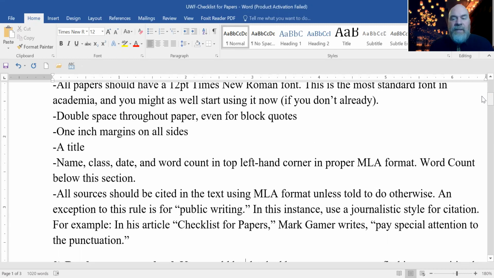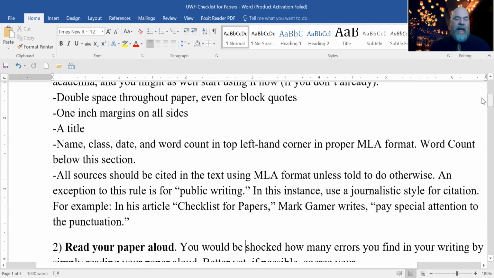So you want to try your best to have a really good, strong title for your paper, no matter what the paper is. Unless somebody tells you otherwise, my advice to you is to always try and get the best title possible. Name, class, and date, and all that stuff. Those are mostly important things to add onto your paper. And as well, word count.